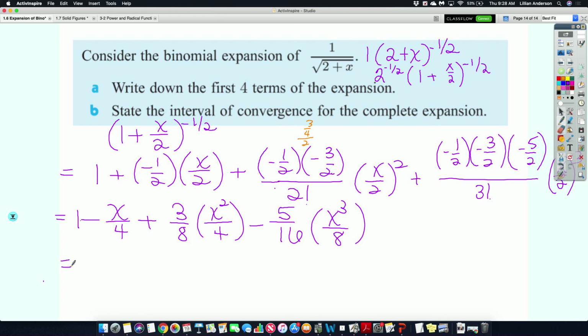Okay? Then all I'm going to do is just multiply the last few things that I need to multiply to get my expansion. Well, part of it, because I still got to do one more thing. So it's going to be 1 minus x over 4 plus 3 over 32 x squared. Then minus, what's 16 times 8? 5 over 128 x to the third. And that is 1 plus x over 2 to the negative 1/2.